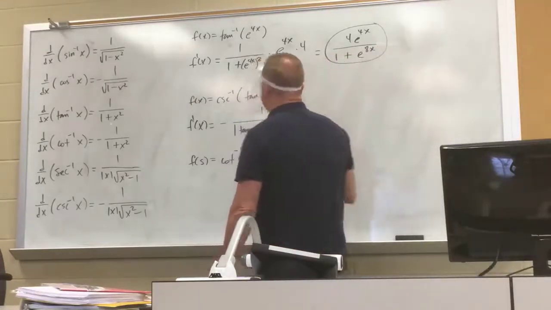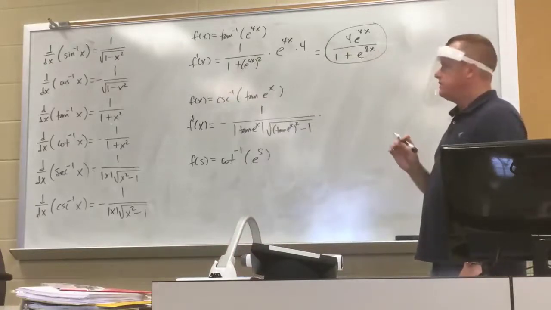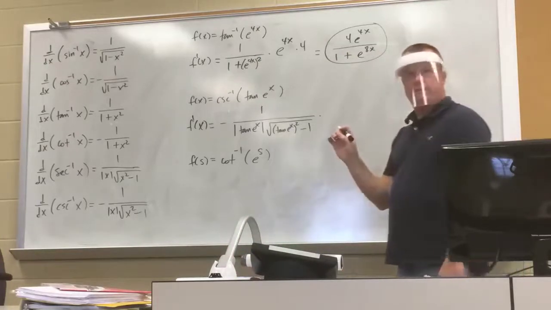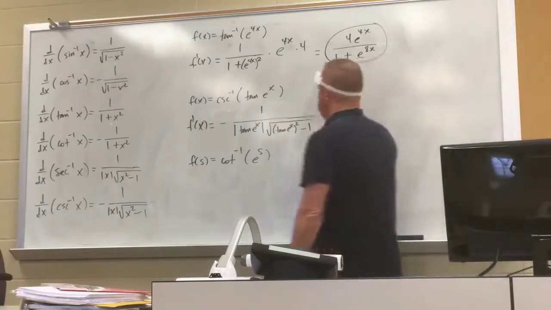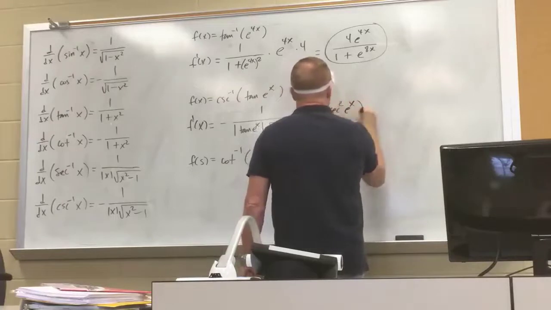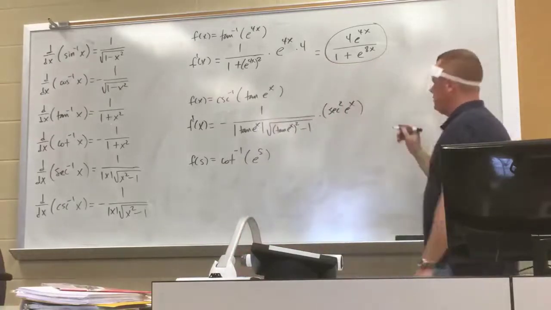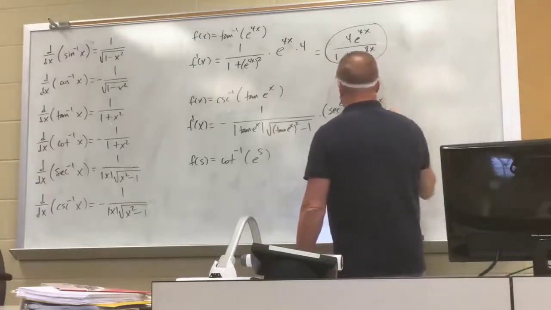All right, what is the derivative of tangent? Secant squared. All right, got to remember that. Okay, secant squared e to the x. But then inside of it, I've got e to the x. What's the derivative of e to the x? E to the x. There you go.